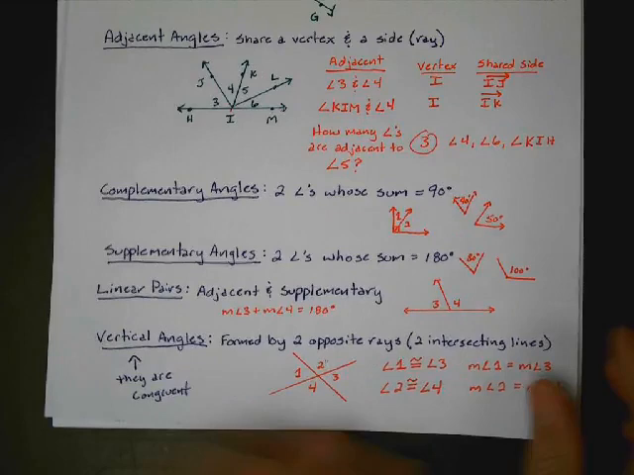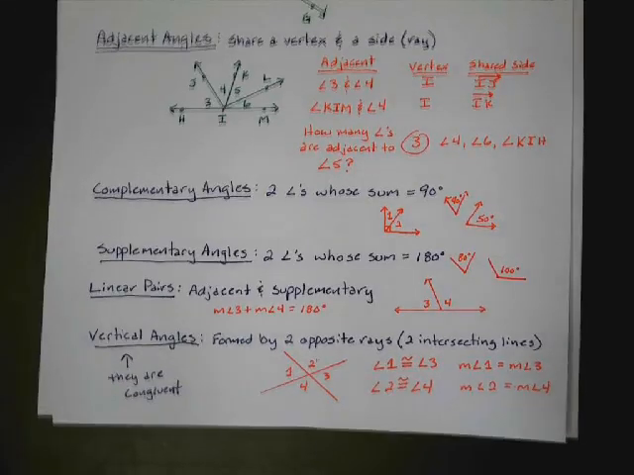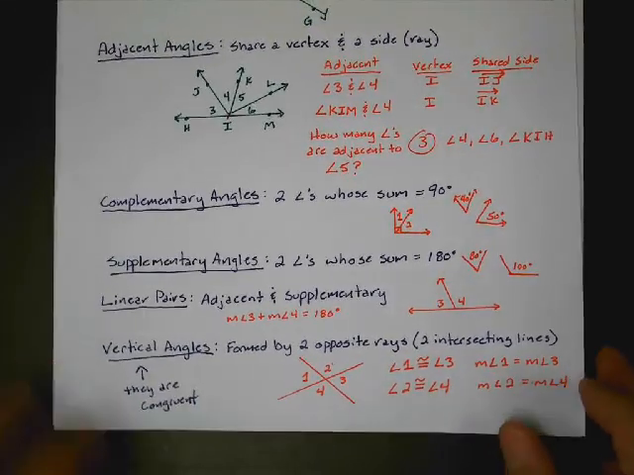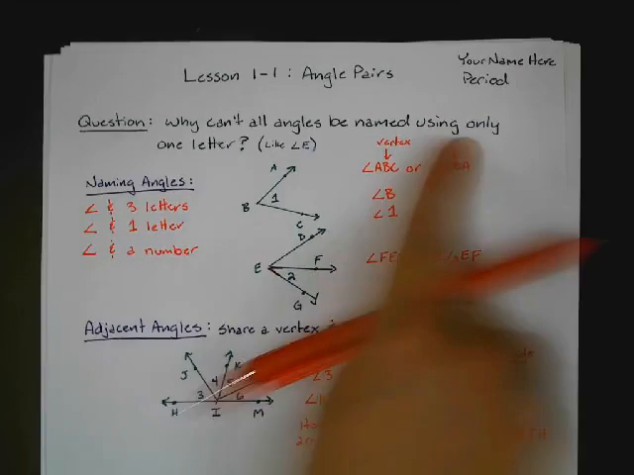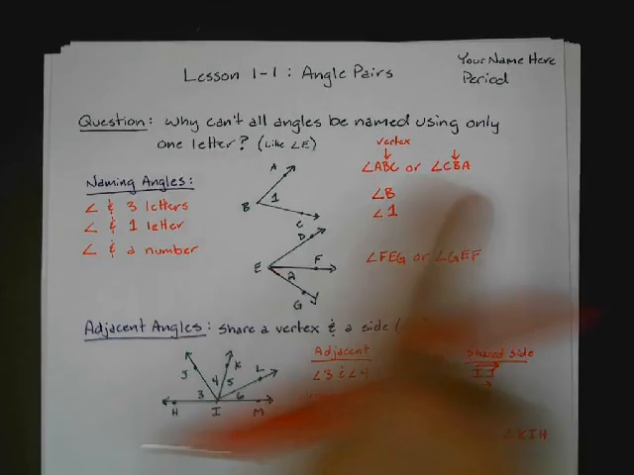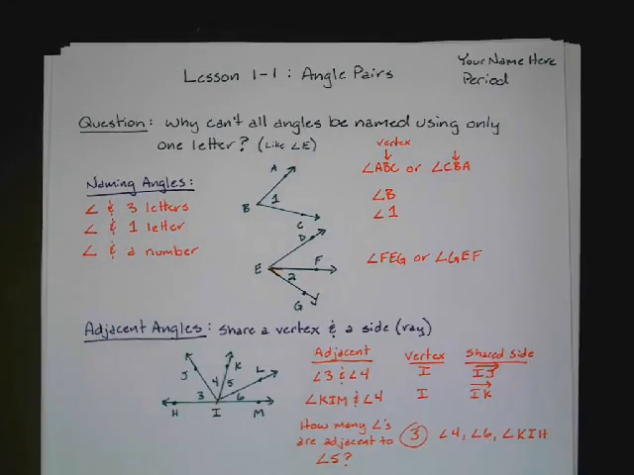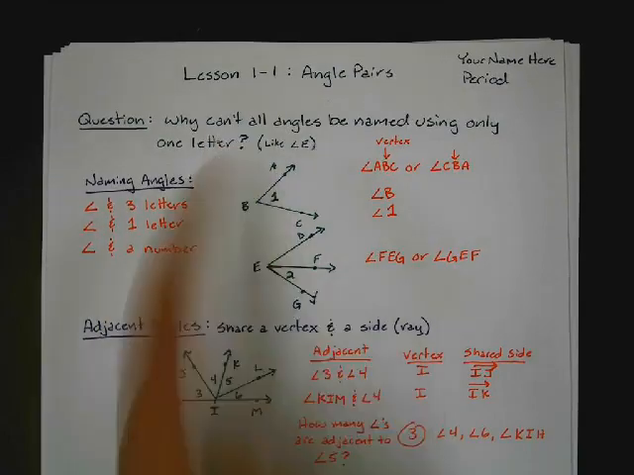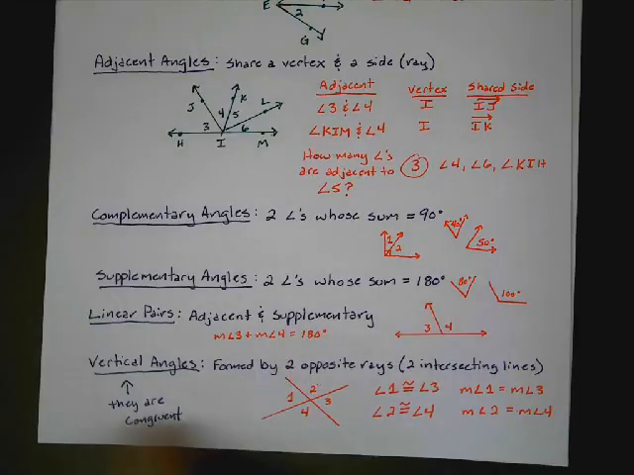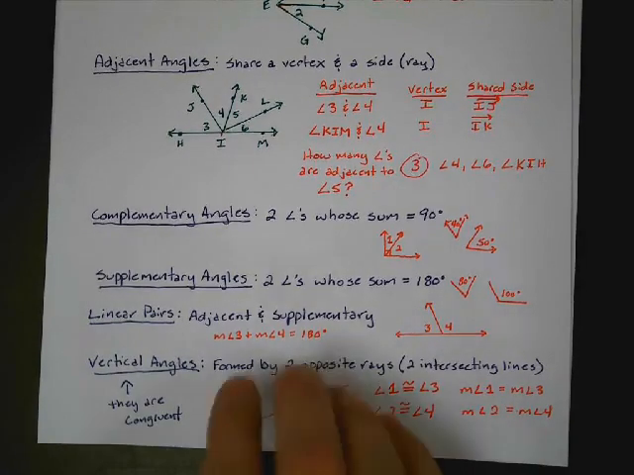All right, that's all I got for you. You should, at this point, be able to answer the question at the beginning. Why can't all angles be named using only one letter? Okay, so we talked about it here in this section. So in your summary, you need to answer this question. So at the end of your notes, start a new section that says summary and answer that question.